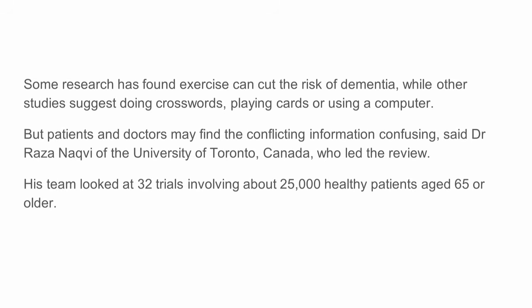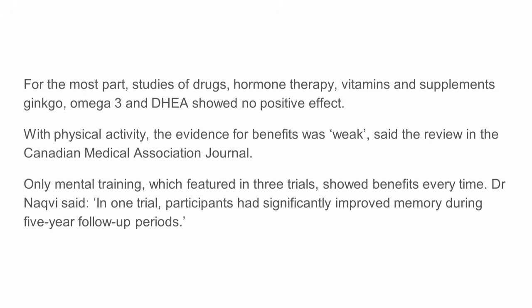Next slide. Some research has found exercise can cut the risk of dementia, while other studies suggest doing crosswords, playing cards or using a computer, but patients and doctors may find the conflicting information confusing, said Dr. Raza Naqvi of the University of Toronto, Canada, who led the review. His team looked at 32 trials involving about 25,000 healthy patients aged 65 or older. For the most part, studies of drugs, hormone therapy, vitamins and supplements, ginkgo, omega-3 and DHEA showed no positive effect.